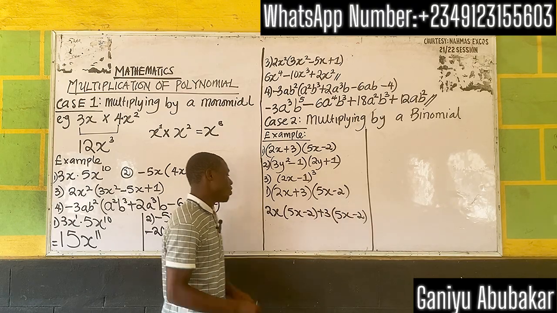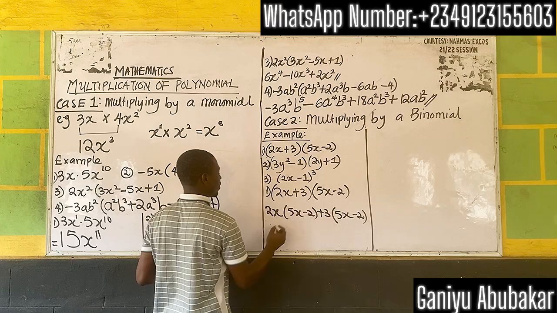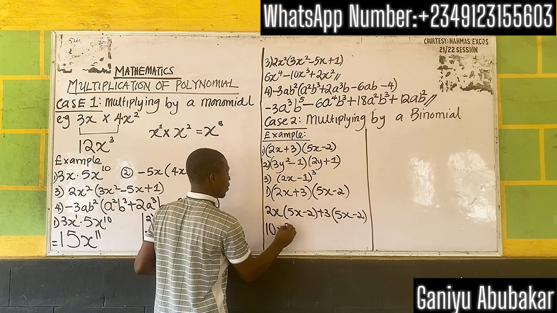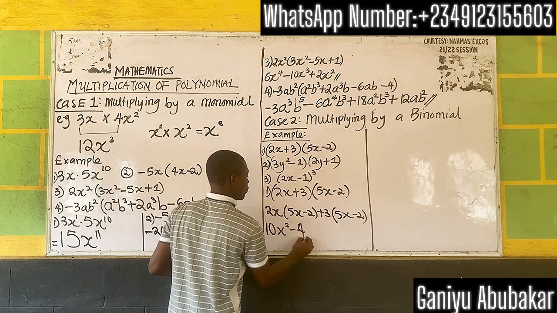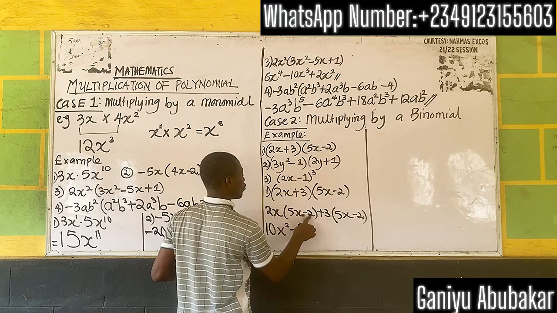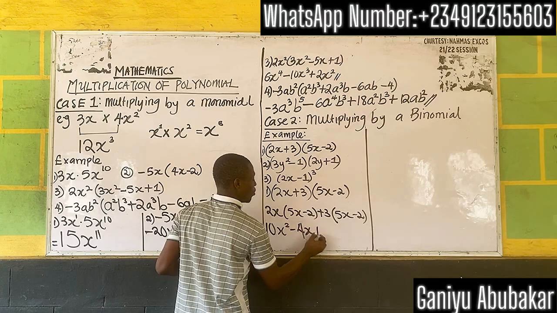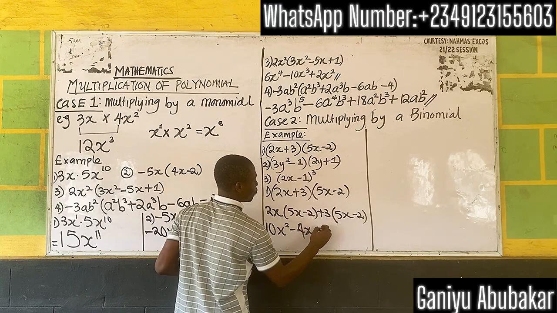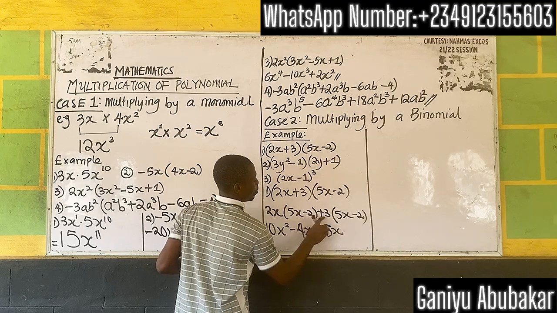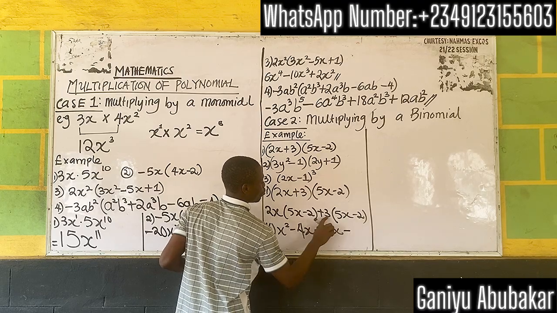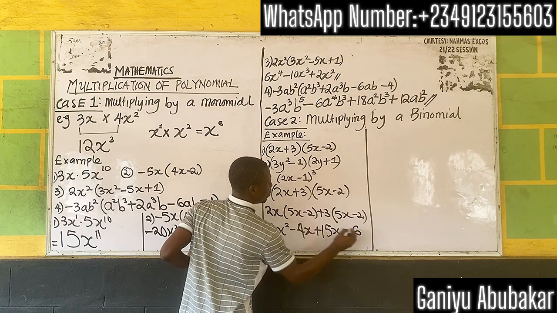I have this one here. Working on this, 2x times 5x gives you 10x squared. 2x times minus 2 gives you minus 4x. Plus 3 times 5x gives you 15x. Plus minus 2 times 3 gives you minus 6.